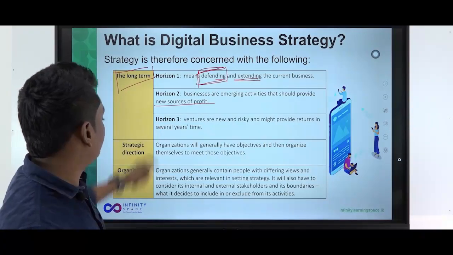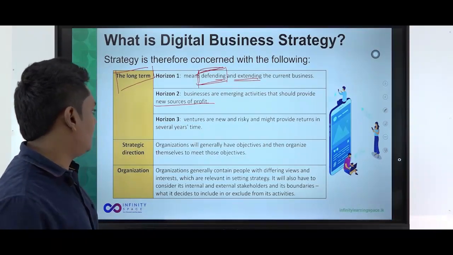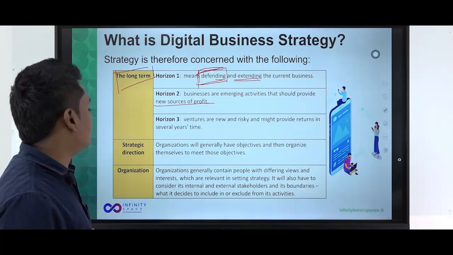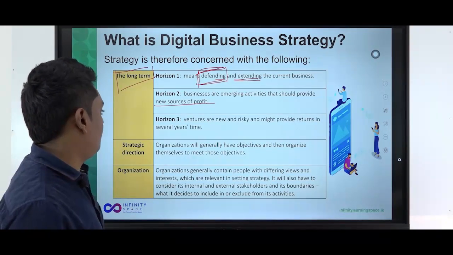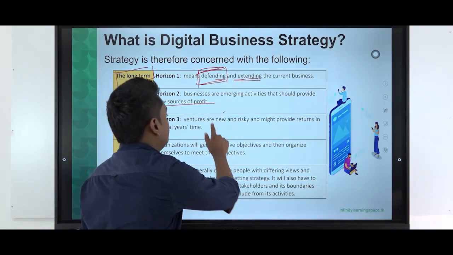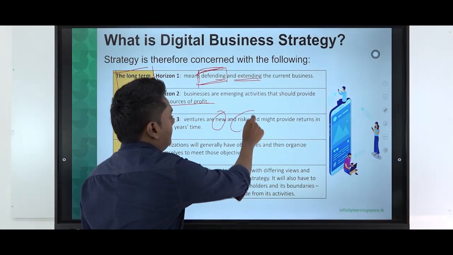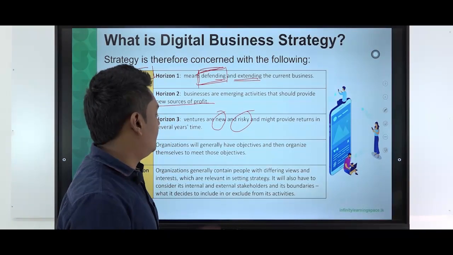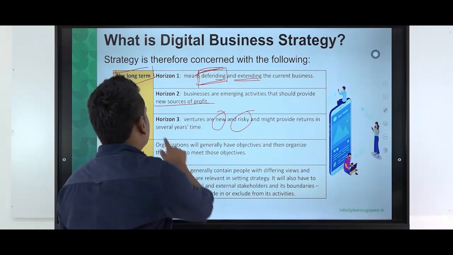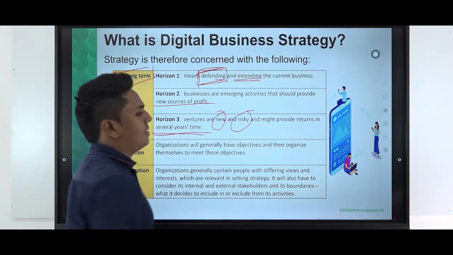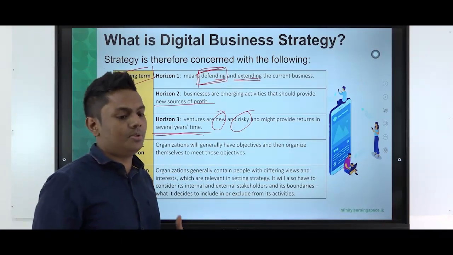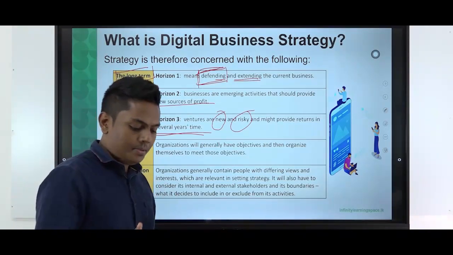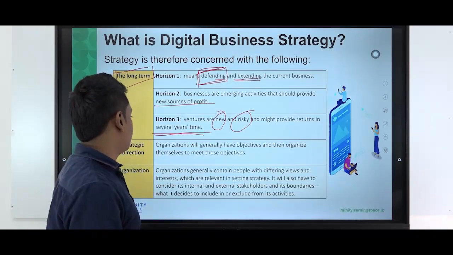So horizon 3 ventures are new and risky and might provide returns in several years. So this is going to be something new, and it has its own risk involved with it. And this might provide returns in several years. As I said, this is not going to get you returns in terms of the organization in 1 week, not 1 month, but in several years of time.